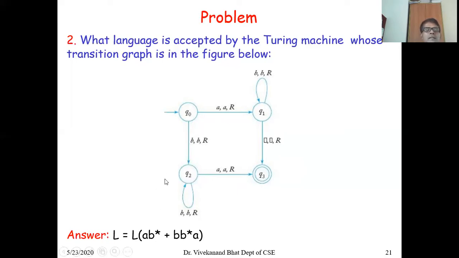So this is a regular language. You don't need a Turing machine to accept a regular language; we can design a DFA for it. This is just to demonstrate how a Turing machine will accept regular languages. Because the main purpose of designing a Turing machine is to accept non-context-free languages.